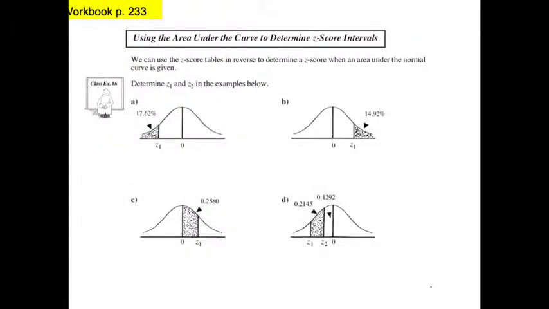In the previous examples, we were finding the area when we were given the z-score. Well, you can do the opposite, where you've been given the area and you're going to find the z-score itself. In this case, we have a percentage, which is 17.62%. Before you can do anything, you have to turn this back into a probability. So you're going to divide that by 100.